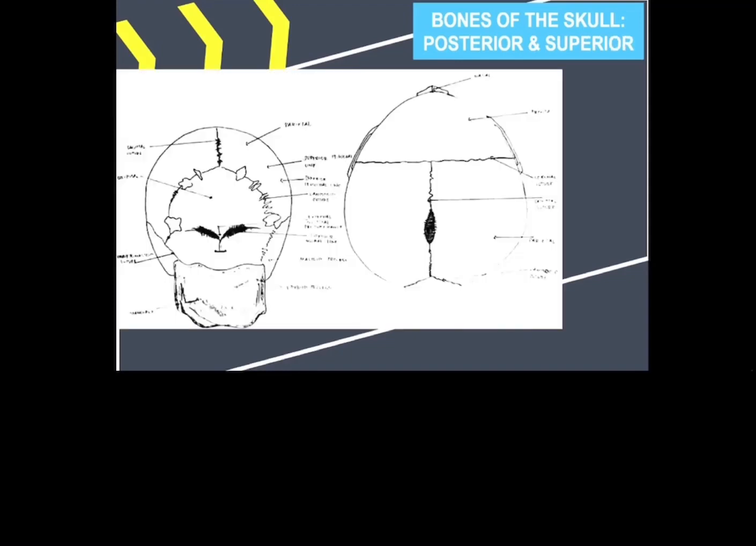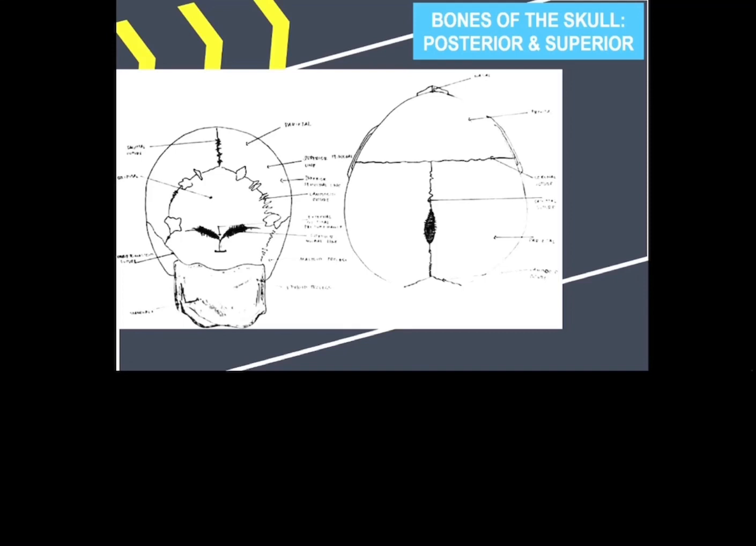Next, here we see the posterior and superior view of the skull. The lines that we see are what we call sutures. The suture in this area is the sagittal suture. Next is the parieto-mastoid suture on this part. And next is the lambdoid suture. Those are the different sutures we see on the posterior view.